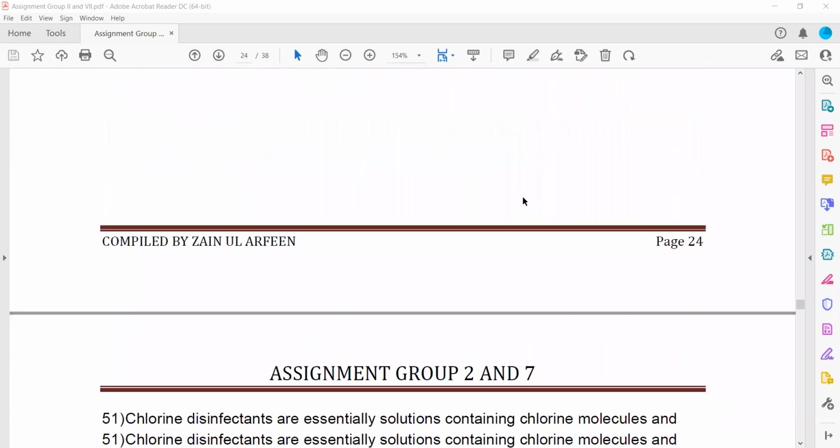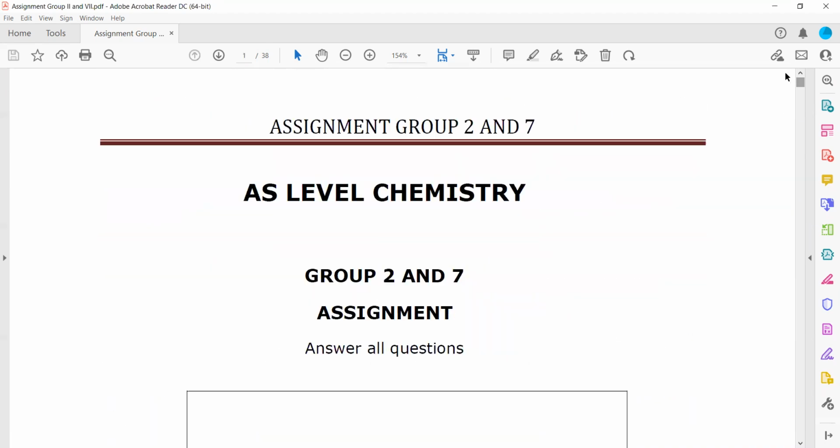So this was the assignment related to group 2 and group 7. Last session we discussed MCQs and today we did the structure questions. Next week we will start the organic chemistry of alcohols and carboxylic acids. Any question or doubt related to the class?